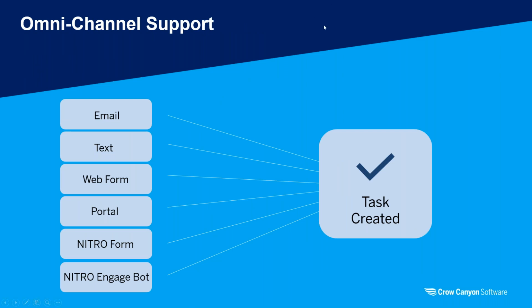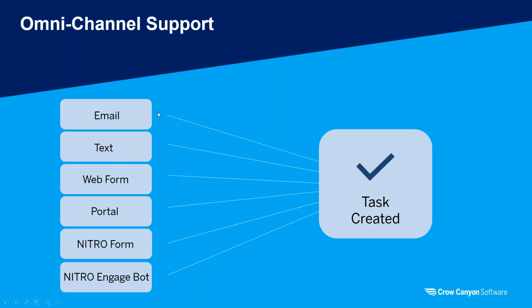A lot of times people are using email. Well, you can still use it in our system, and that creates a task, but now they call it a request or a ticket or an item in a SharePoint list that has to be addressed and approved, assigned, fulfilled. We have texting capabilities. You can use a web form. You can use a portal, kind of an intranet portal. We have our NITRO forms running in SharePoint. We have our NITRO Engage bot running in Teams.